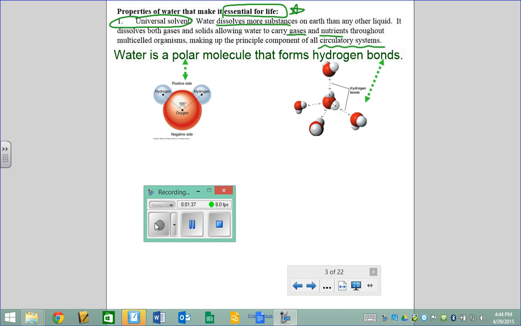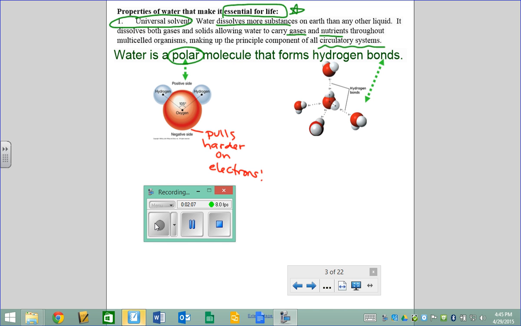Now, why does water dissolve things? Well, the reason is the fact that it is a polar molecule. So what does it mean to be polar? If we take a water molecule, like the one that's illustrated on the left, the little blue circles are hydrogens, and the red thing in the middle is the oxygen. And the idea is that the oxygen pulls harder on electrons.